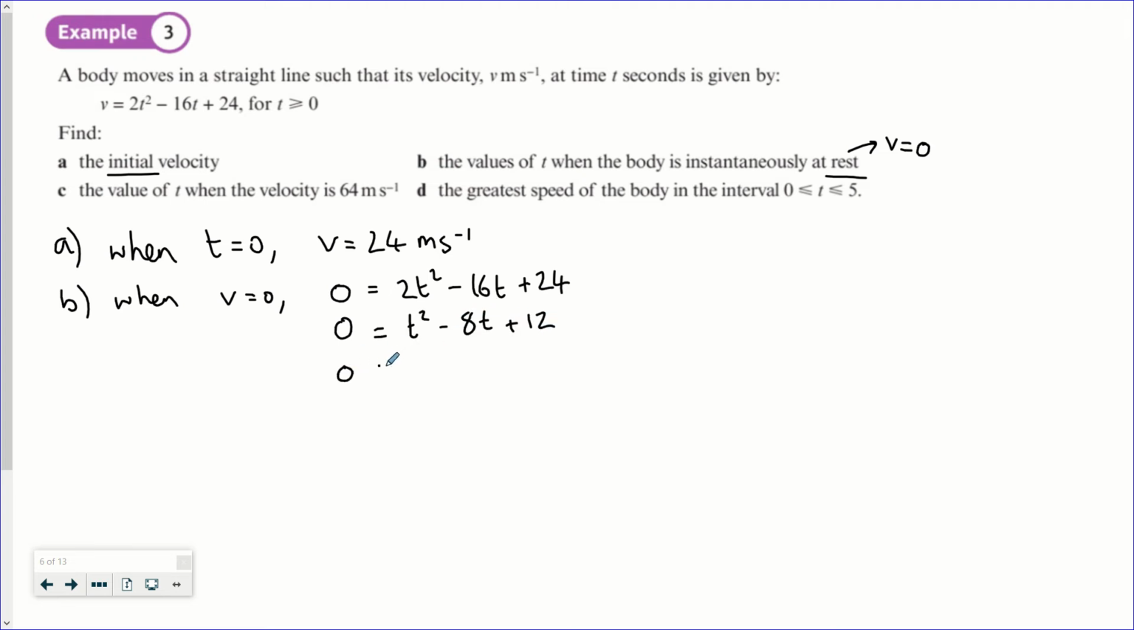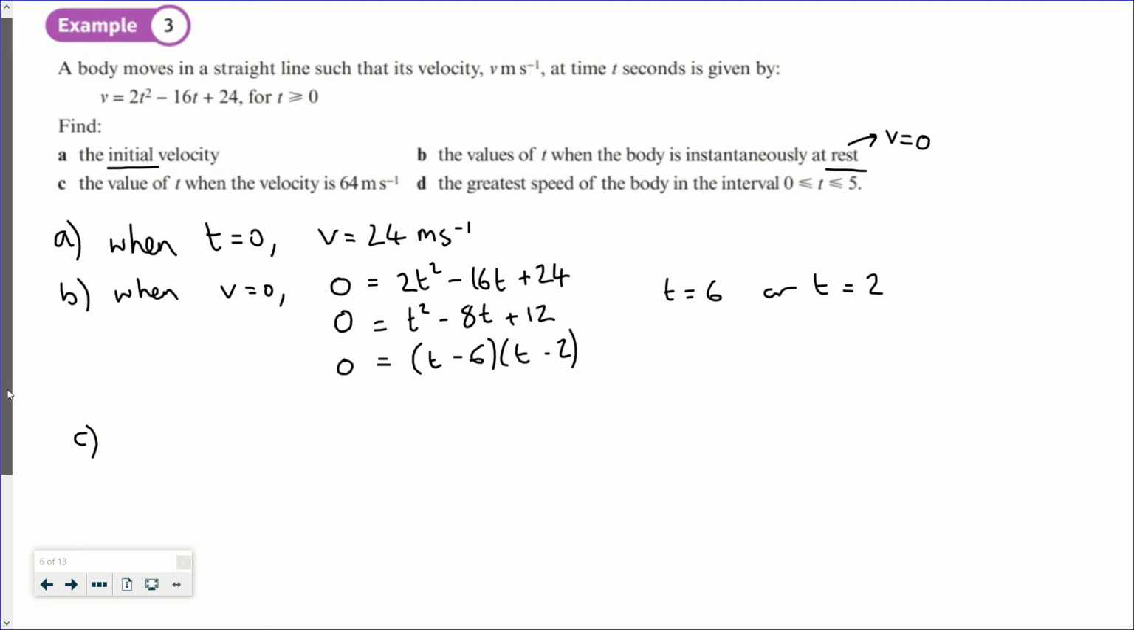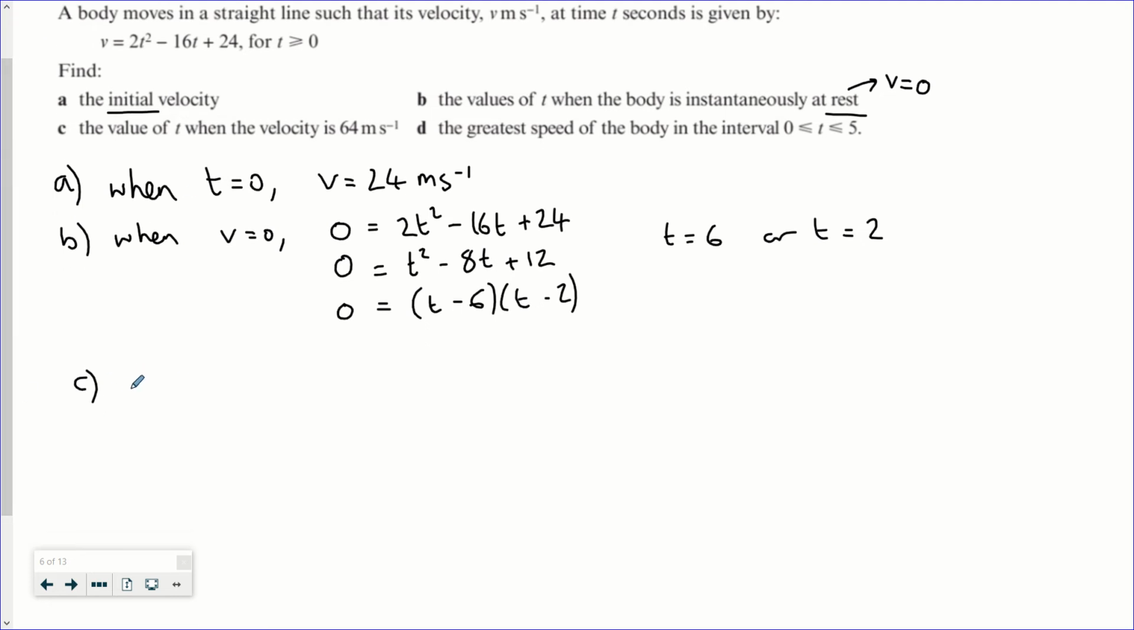So to factorise this, I'm looking for two numbers that multiply together to make minus 12 and add together to make minus 8. So that's t minus 6 in one bracket and t minus 2 in another bracket. So we get our two solutions, either t equals 6 or t equals 2. So they're the two times at which the velocity of the object is equal to 0. Or another way of saying that is it's instantaneously at rest.